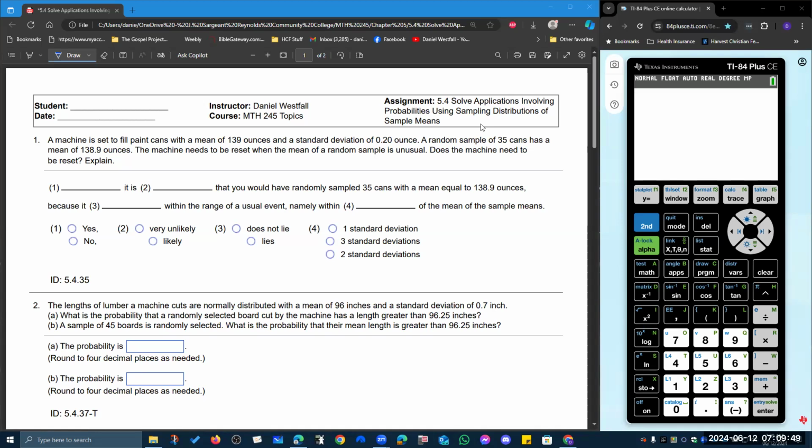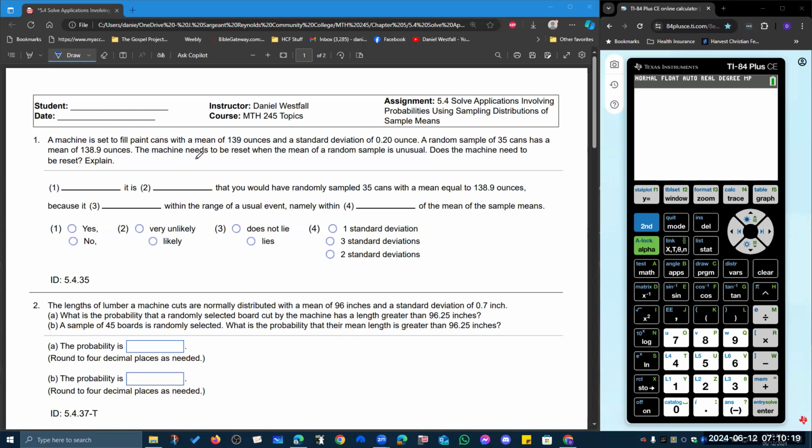The machine needs to be reset when the mean of the random samples is unusual, meaning that there's less than a 5% chance of that happening, which happens when we are outside of the -2 standard deviation to 2 standard deviation area. Remember, by the empirical rule, 95% of the time we're within plus or minus 2 standard deviations of the mean. So does the machine need to be reset?